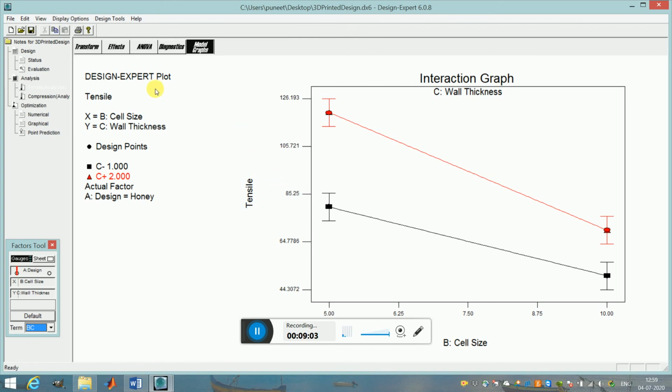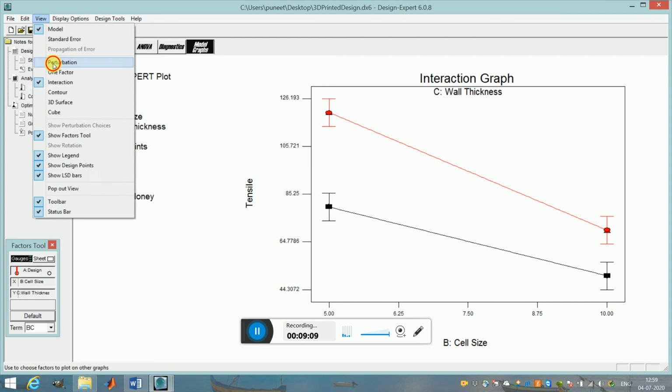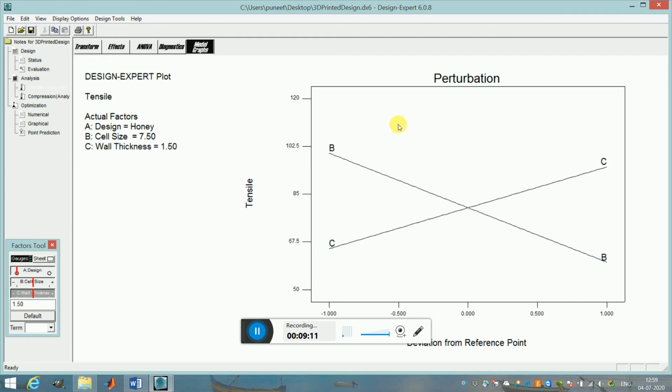Okay, the next important graph is the perturbation graph. For that you go to view and click on perturbation. Now this is one graph. This graph tells the complete story. It is all in one graph. So all your factors are on a single graph.